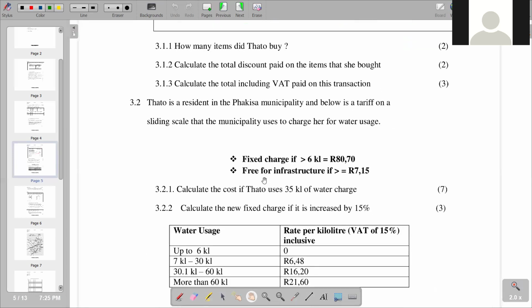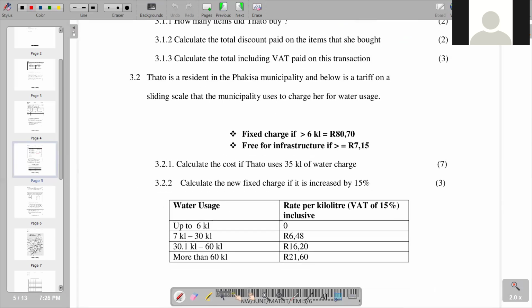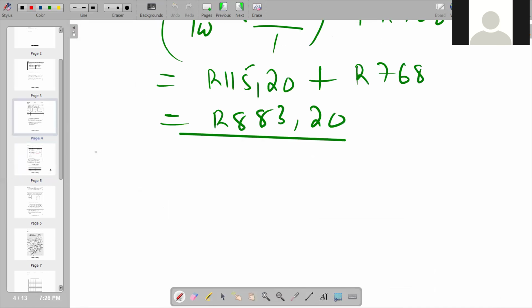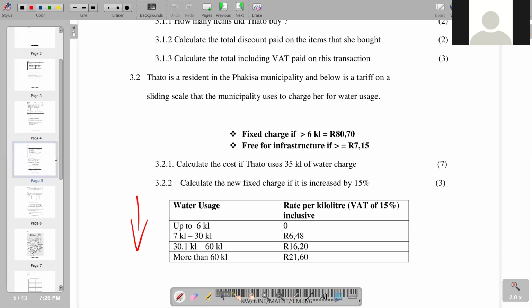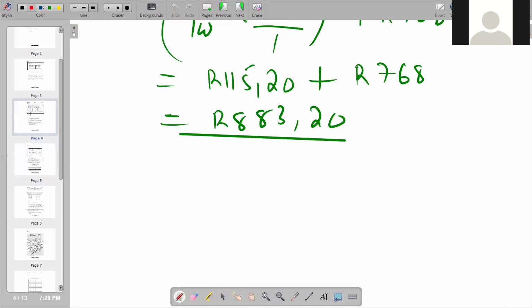Then our first part is saying calculate the cost if Tatu uses 35 kiloliters of water. So we are going to use the table that we have here, whereby up to 6 kiloliters is 0. So it means the first 6 kiloliters we are not going to charge anything. So if you come here, this is of course our 3.2.1. For the first 6 kiloliters, which is 0 to 6 kiloliters, it is equal to 0.